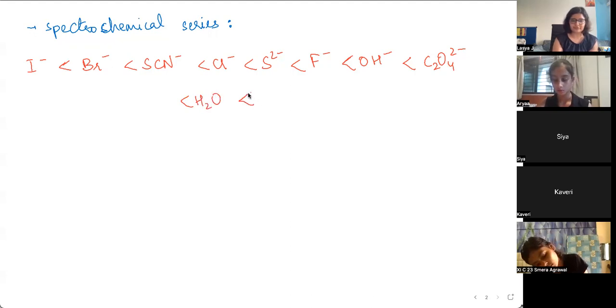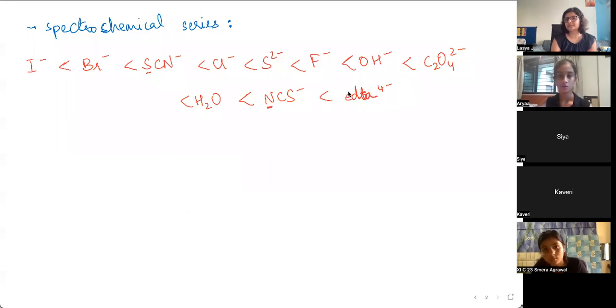Then you have NCS minus. Both are thiocyanate, but which atom is linked to the metal is different in the two cases. In one case nitrogen links, in the other sulfur links. Then you have EDTA. Note this with small letters only because this is an abbreviation. This is ethylene diamine tetraacetate. It's an organic molecule.